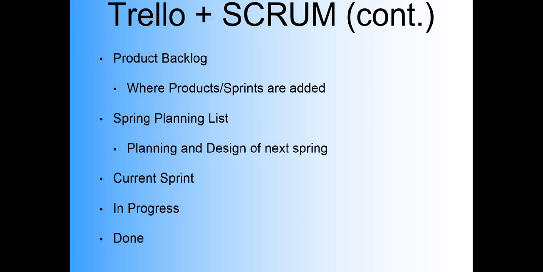Product backlog list is where projects or sprints are being added by, let's say, a marketing team for consideration for the future. IT would not work on this list until it's moved, split up into sprints, and added to sprint planning. Sprint planning list is where the team starts planning and designing next sprints.